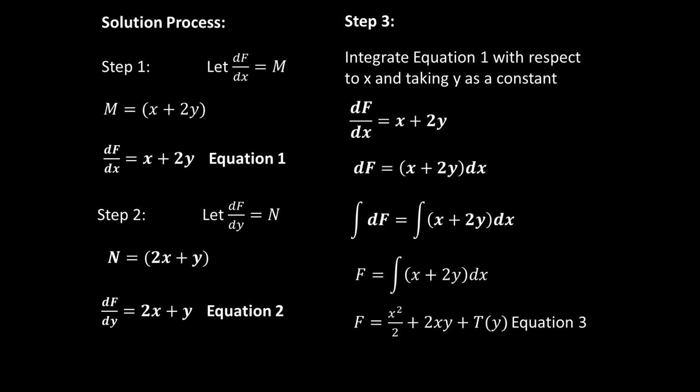After ng step 3, proceed tayo sa step 4. Differentiate equation 3 partially with respect to y, taking x as a constant. Kumbaga, yung nahanap natin sa step 3, yung equation 3, differentiate natin. Yun nga lang, baligtad. With respect to y ang pagdi-differentiate natin at ang x naman ang magiging constant. This is our equation 3 kanina. Paano ko yan i-differentiate with respect to y?